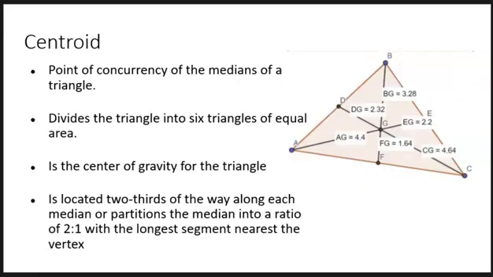The centroid is the point of concurrency of the medians of the triangle. It divides the triangle into 6 triangles that have equal areas. It's the center of gravity for the triangle, and it's located 2/3 of the way along each median.